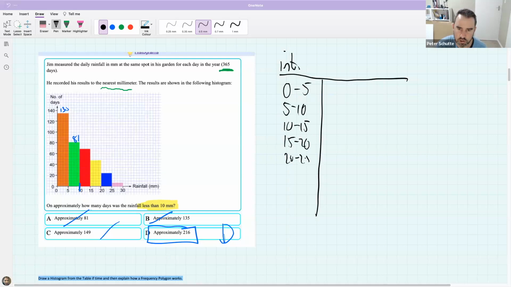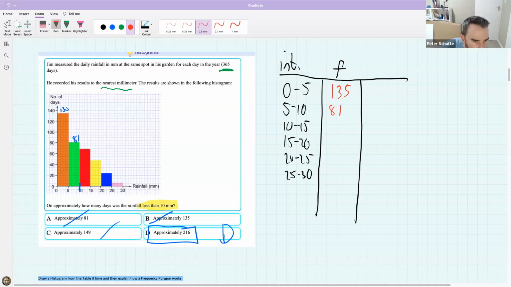If we go from the intervals, so 0 to 5, 5 to 10, 10 to 15, 15 to 20, 20 to 25, those are the intervals. And if you wanted to recreate the frequency column, all you would need to do, let's say over here, we get 130, about 135. That was about 81. This is approximately 70. This would be about 48. This would be about 25. And this would be about 10, maybe let's say like 6.